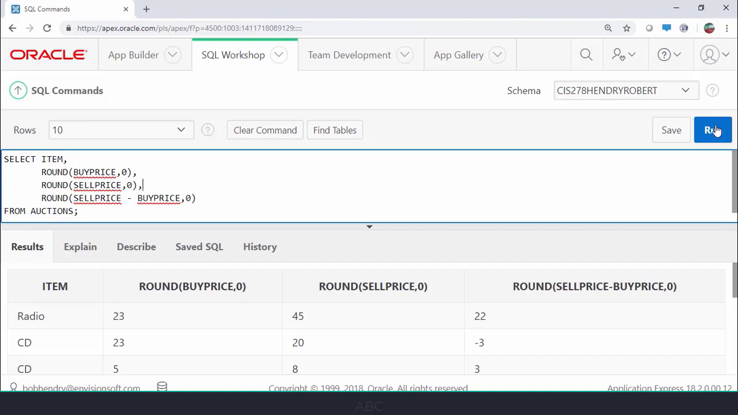Now, if I wanted to look at, for example, my average buy and sell price for radios. My average buy and sell price for radios. Let's get rid of round. And we could use the average function. Let's use the aggregate functions here.